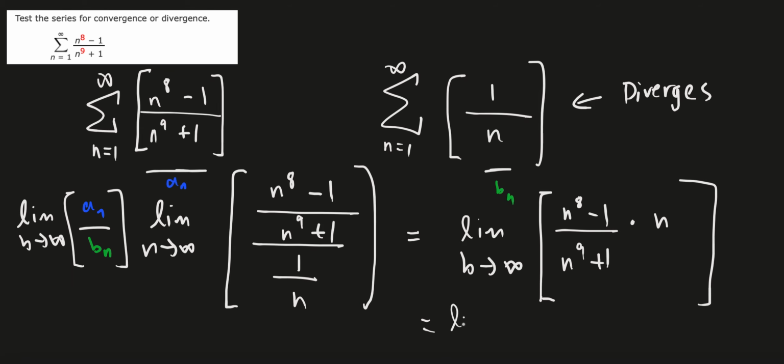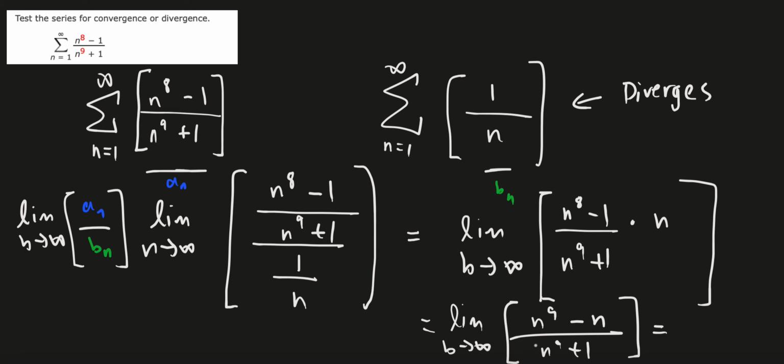This is just a bunch of basic algebra here, but it's going to help you a lot because here we'll just have an n to the 9th. I'm just going to distribute this in like this. So that's just going to get you n to the 9th minus n over n to the 9th plus 1. What's this going to get you to?